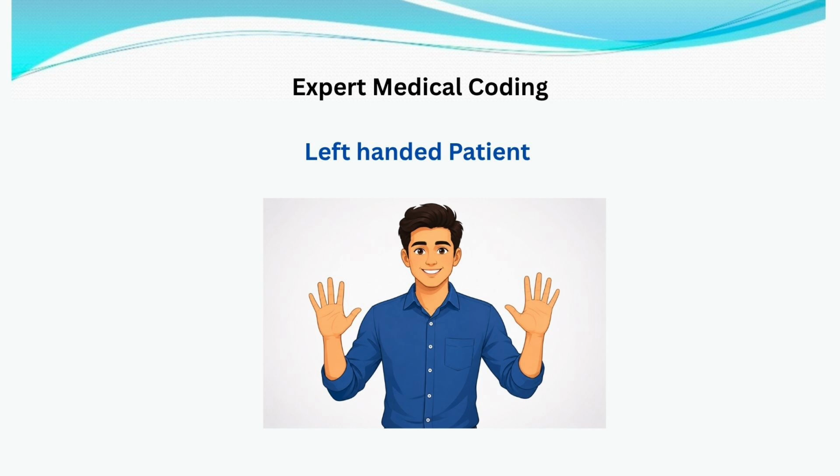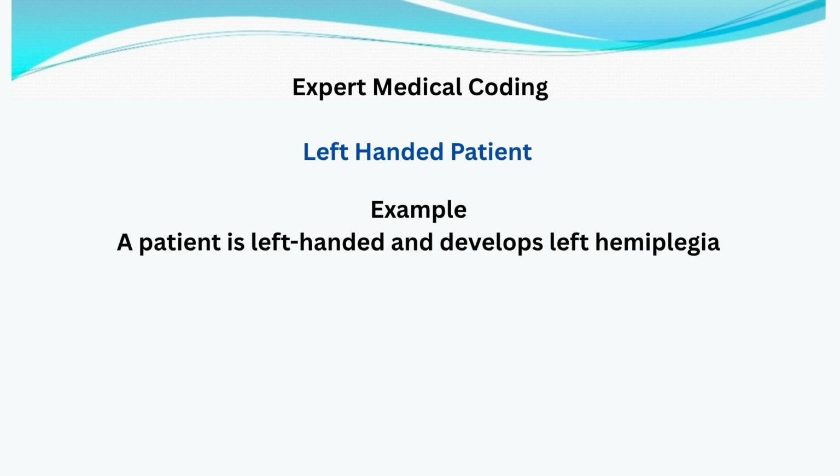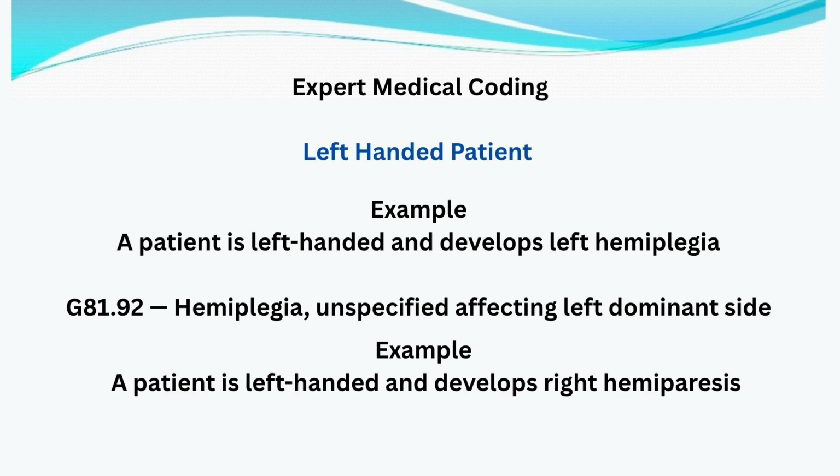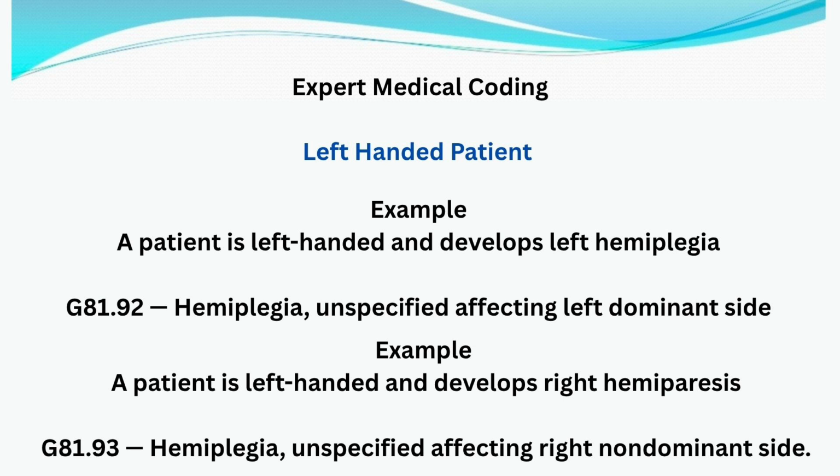Let's see for the left-handed patient. For a left-handed patient, the left will be the dominant and right will be the non-dominant. Let's see an example. A patient is left-handed and develops left hemiplegia. So we will get a code G81.92, hemiplegia unspecified affecting left dominant side. Why left dominant side? Because the patient is left-handed and the affected side is also left. Another example, a patient is left-handed and develops right hemiparesis. So we'll assign a code G81.93, hemiplegia unspecified affecting right non-dominant side. Why right non-dominant? Because patient is left-handed and the affected side is right, the opposite side. So it is non-dominant side.